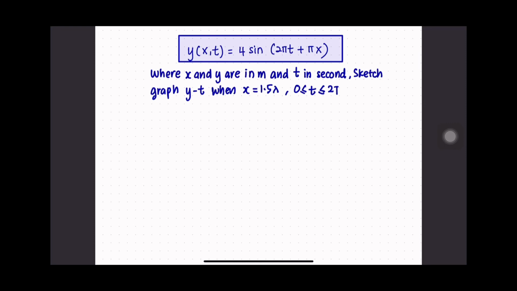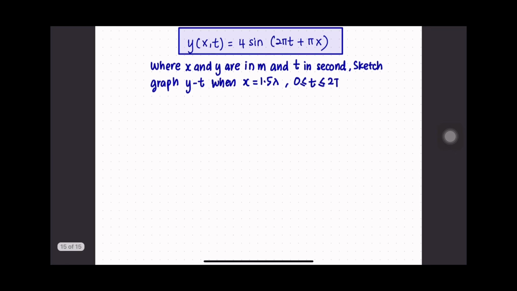y(x,t) given by equation 4 sin(2 pi t plus pi x), where x and y are in meter and t in second. Sketch graph y against t when given x equal to 1.5 lambda. Okay, the range is 0 less than t less than 2T.